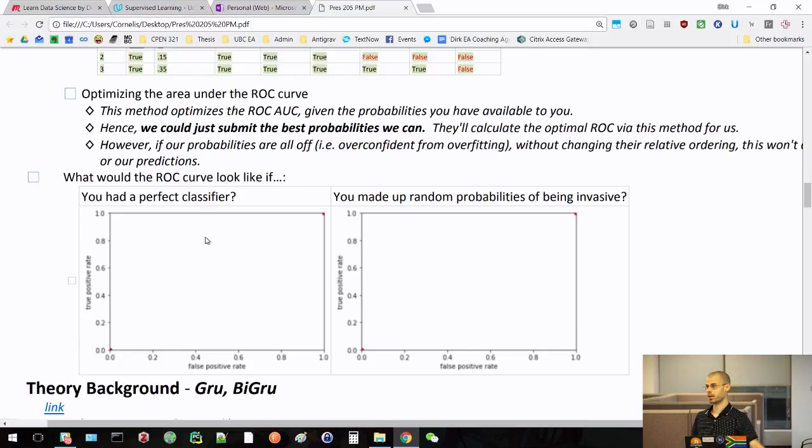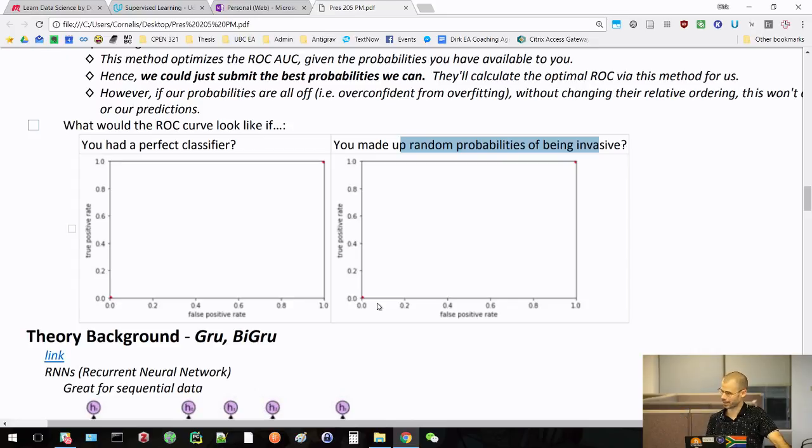So what would the receiver operator curve look like if you had a perfect classifier? Yeah. In a perfect classifier, you could get 100% true positives with zero false positives, so you'd get a point right up here, and you could fill in the rest, you'd get a graph like that. So then you'd get an area under curve of 1, so that's the best you can do. What would you get if you made up random probabilities? Yeah, it'd be a little bit jagged because of the randomness, but it would look basically like that. And then your area under curve would be about 50%. So that's what I was actually getting when I had shuffled my predictions before I submitted them accidentally. So if you get about 50%, you've probably got a randomness error.